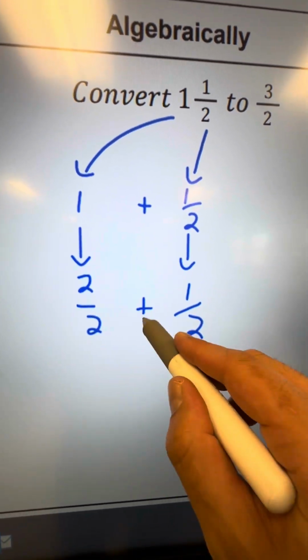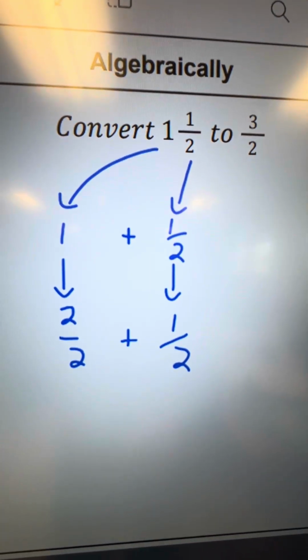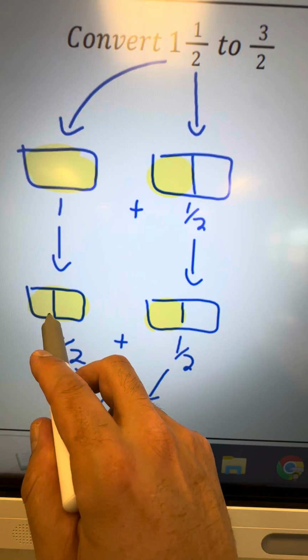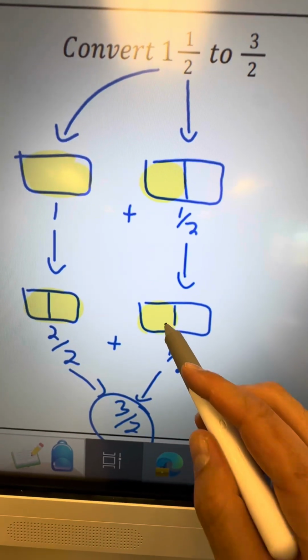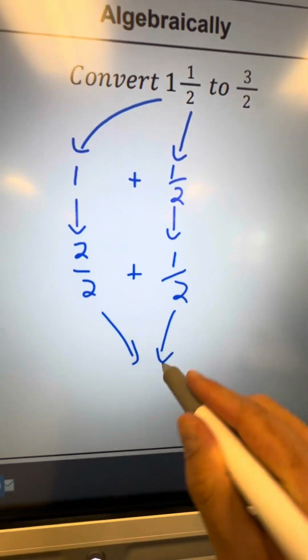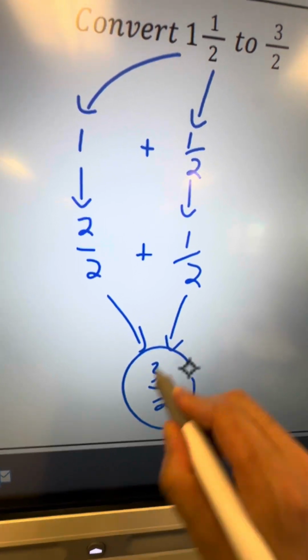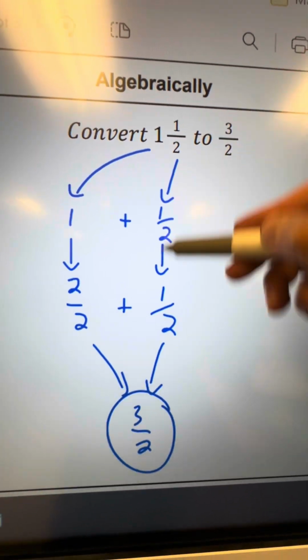And now I have 2 halves plus 1 half is the same as the 1 plus 1 half. And then lastly, when you add 2 halves and 1 half, you can see we have a total of 3 halves. So 2 halves plus 1 half is 3 halves. And now we can see 1.5 is the same as 3 halves.